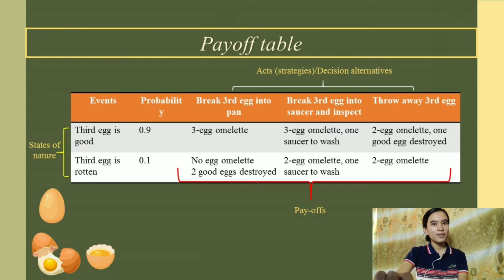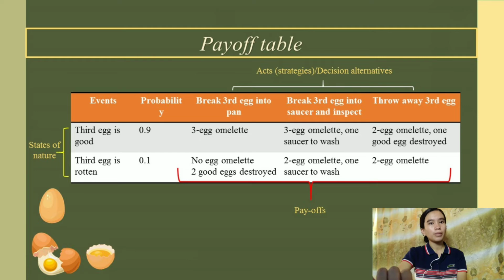So ganun. So yung payoff natin daw is, kapag binuksan natin yung third egg into the pan directly, so if the third egg is good, so we have the 3-egg omelette. So, pero kapag yung rotten daw, wala tayong omelette. So, meron tayong 2 egg na destroy. So, the next alternative is break the third egg into saucer and inspect. So, if the third egg is good, so we have 3-egg omelette and 1 saucer to wash. So, meron tayong isang tasa na huhugasan dahil sineparate natin siya.